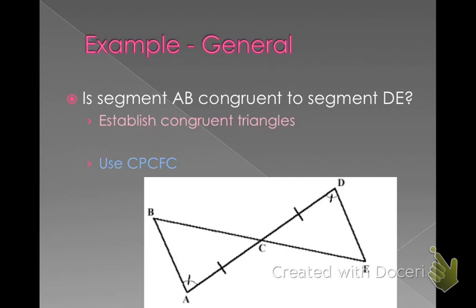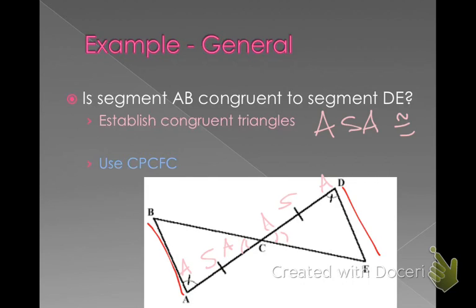So, if you're asked something along the lines of, is segment AB congruent to segment DE? What we're first going to do is to establish that we have congruent triangles. So looking at this diagram, I should go ahead and mark that I have vertical angles. And then when I look at the diagram a little bit closer, I see that I have angle side angle in both triangles. So yeah, they're congruent by angle side angle congruence.